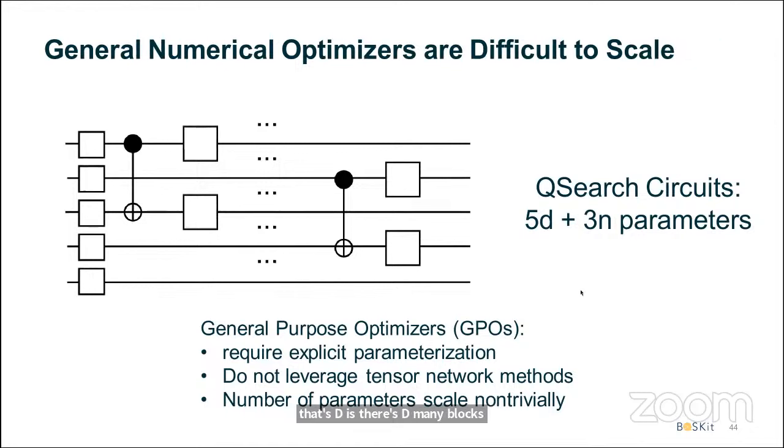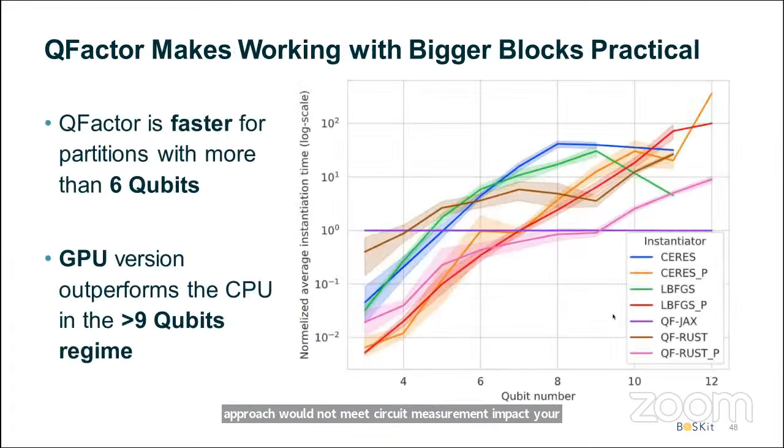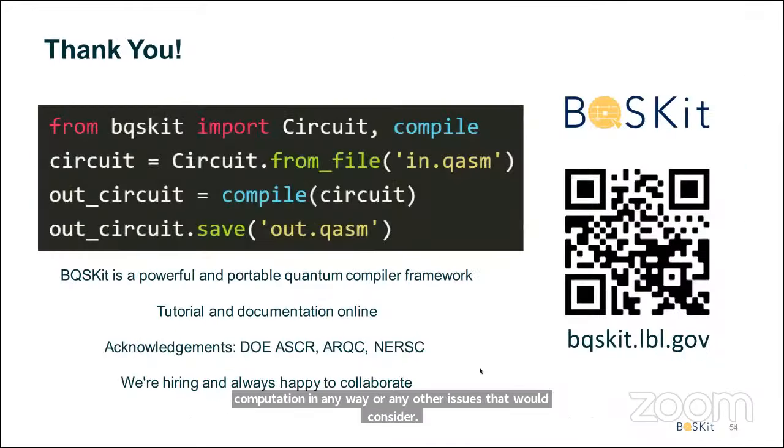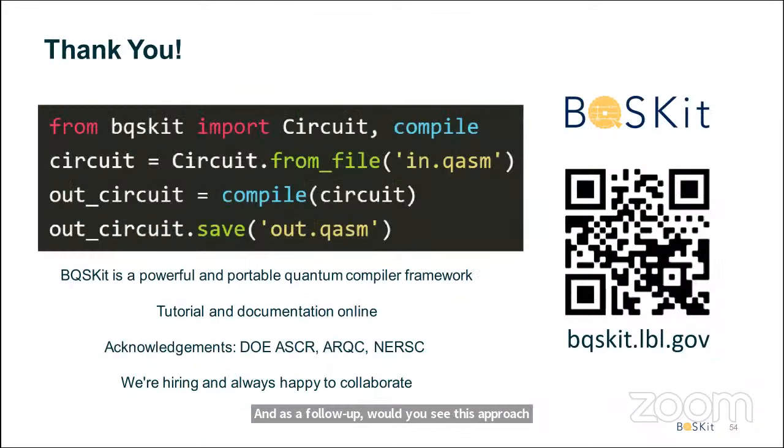Okay, thanks. There's another question, or actually 2 questions from YouTube. What would be the downsides of such an approach? Would not mid-circuit measurement impact your computation in any way, or any other issues that you would consider? And as a follow-up, would you see this approach be applicable to error mitigation?